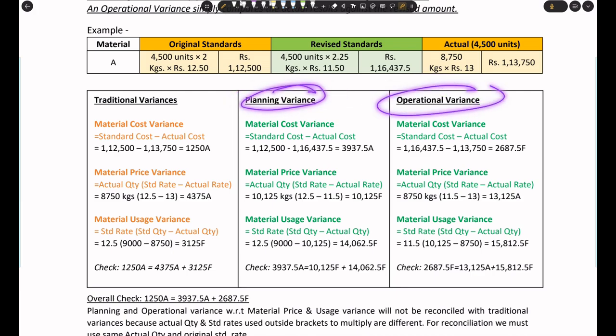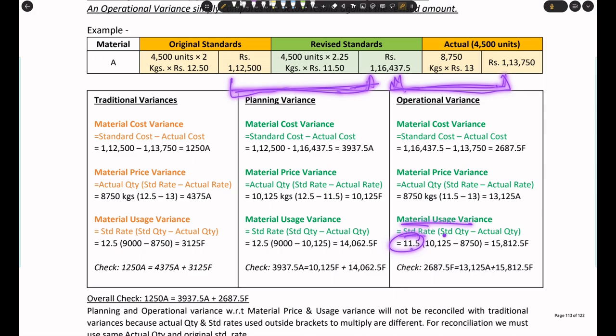In operational we take the actual quantity 8,750 and standard rate minus actual rate. This is the revised standard rate, 11.5, minus 13, the actual rate. You just have to remember that in operational we are not comparing the original, because we have done that in traditional variance. We compare the revised standard with the actual in the operational variance. In planning we do the original and revised comparison, and in operational we do the actual and revised comparison.